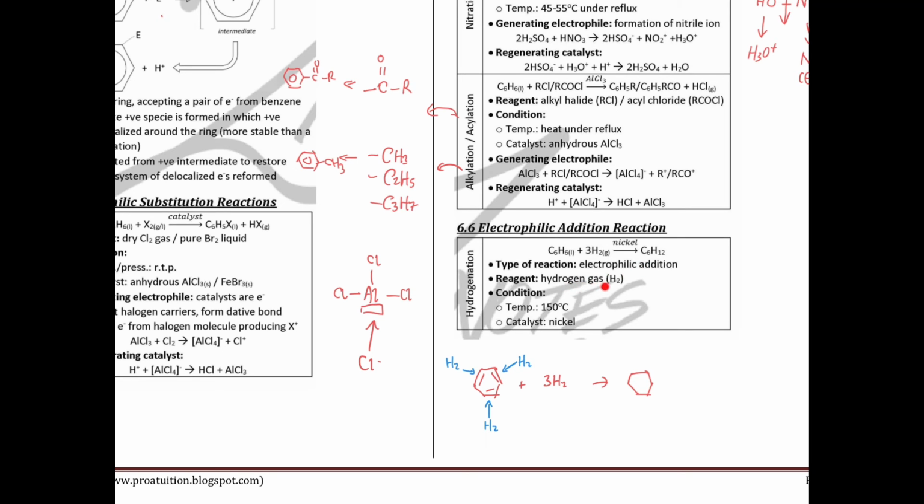Hydrogen gas is the reagents. Temperature 150 degrees Celsius. Catalyst nickel. So this condition should be familiar, right? You learn hydrogenation in alkene, alkene to alkane. So this is just similar. Alkene to alkane. This is benzene ring to cyclohexane. It's very similar.